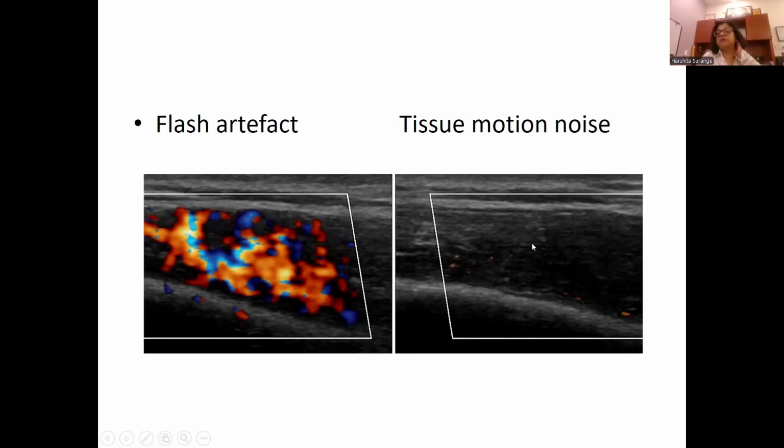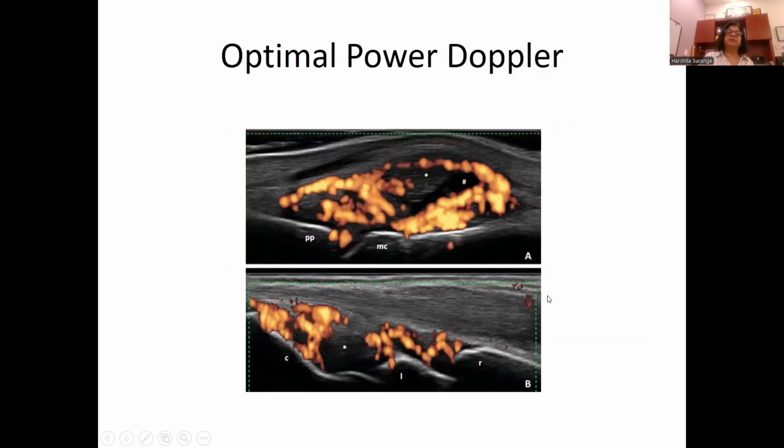And then there could be tissue motion noise also. You can see some flow, some color here and there, and this is nothing but tissue motion flow, which happens because the tissue is moving or your probe is moving. Because of either of these movements, you get some flow in the structure, and you should not confuse it with neovascularity. So this is optimal power Doppler.